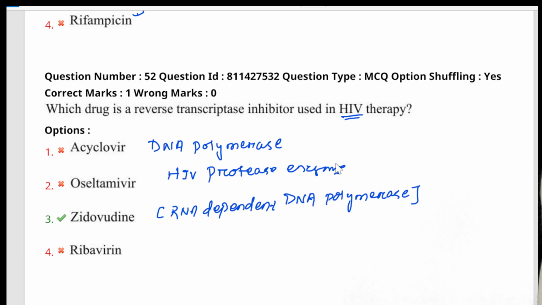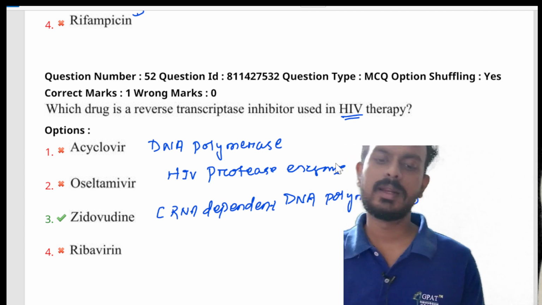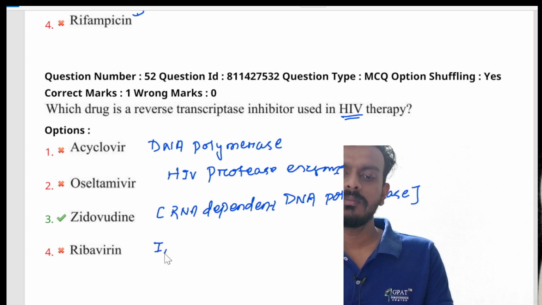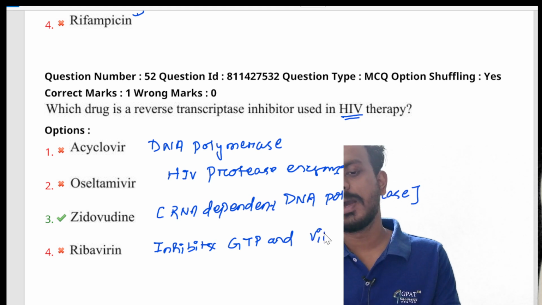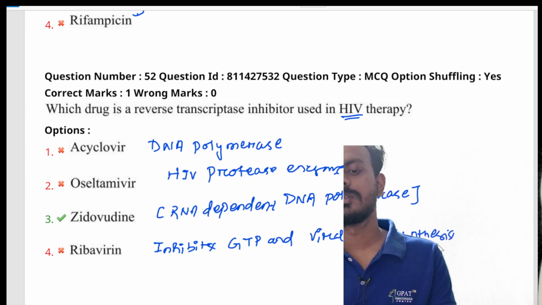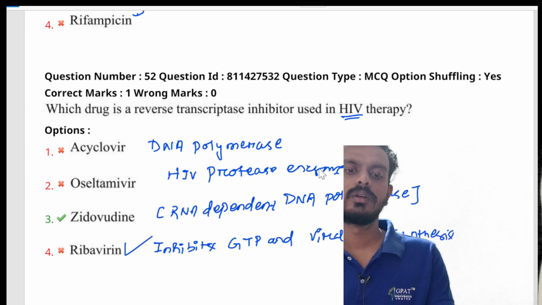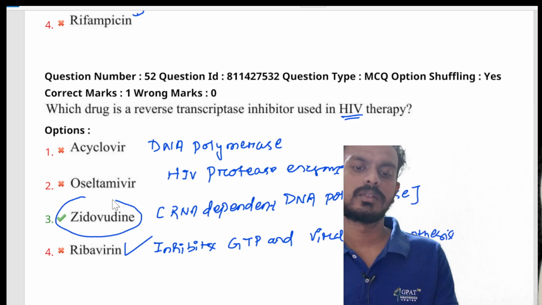How will this ribavirin act? So ribavirin basically acts by inhibiting GTP and viral RNA synthesis. Okay, it inhibits GTP and your viral RNA synthesis, because from the RNA the protein will be synthesized. So this will inhibit this process. Okay, so option third is the correct answer.